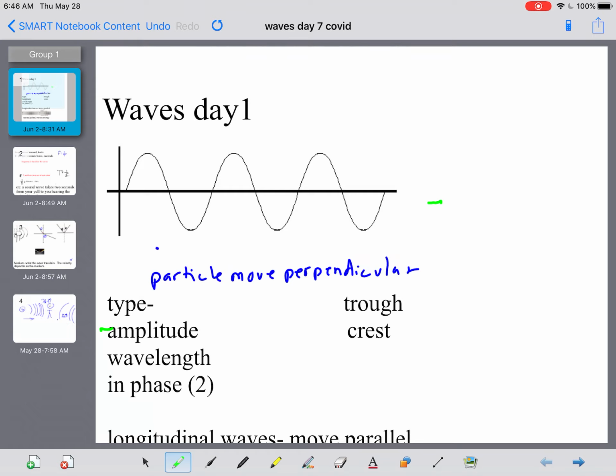Okay, going over it. Type of wave, this is a transverse wave.